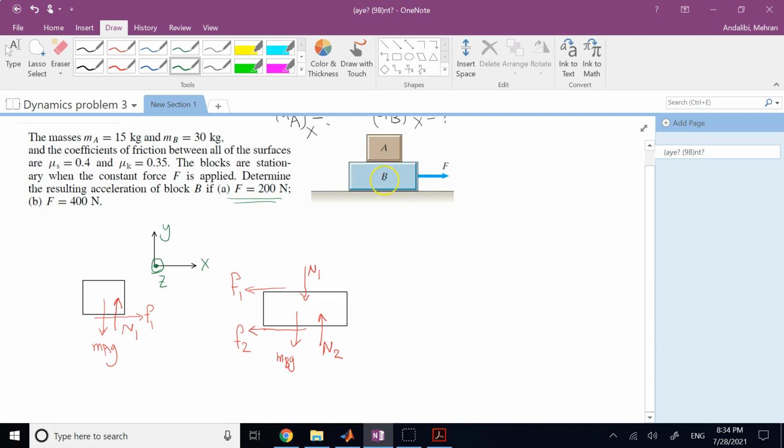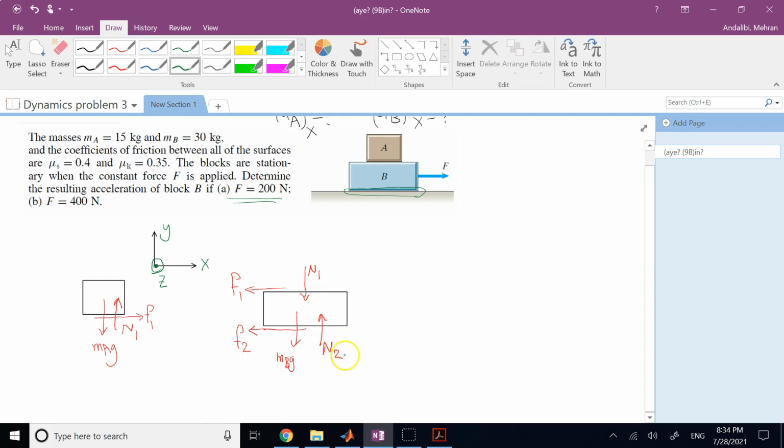Since we are interested in the reaction on this contact area, and that depends on force N2, if you look at these two FBDs, clearly in the y direction there is no motion, so N1 is going to be equal to MAG, and N2 is going to be equal to what? N1 plus MBG, so N2 is going to be the sum of the two weights, MAG plus MBG.